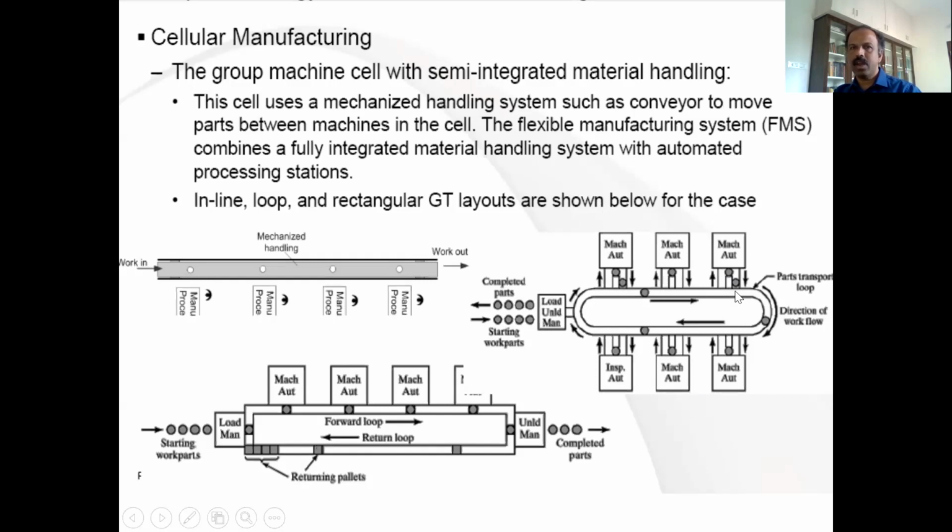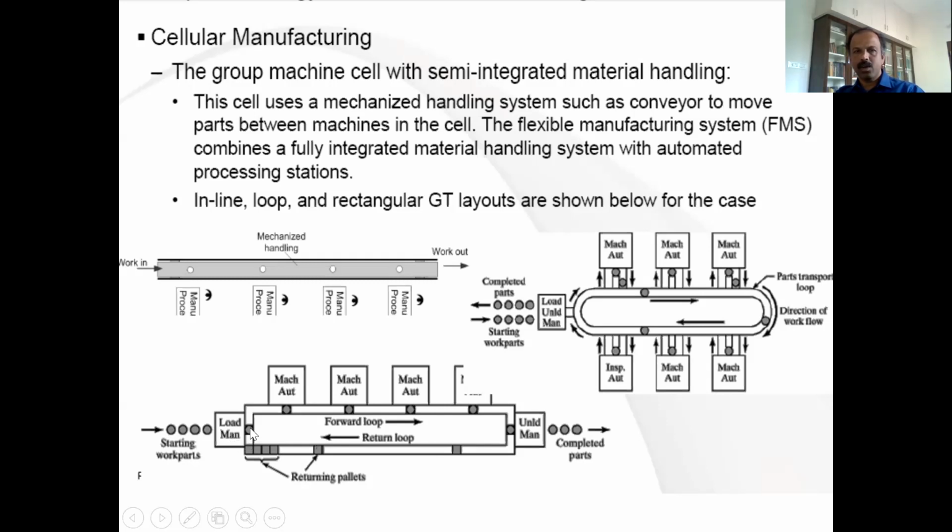Okay, now this is a case of a loop layout. Loop GT layout. There's one more thing which is interesting, which we call the rectangular GT layout. In the case of rectangular GT layout, you are going to load the work part, and loading is done by manual means. You are going to load the work part.